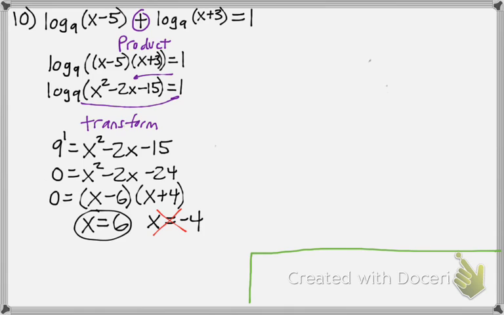So in general, your logarithmic equations could have one solution, they could have two solutions. It is possible that they might not have any solutions. You would just put no solution if that's the case. So it could happen where both of your answers don't work.